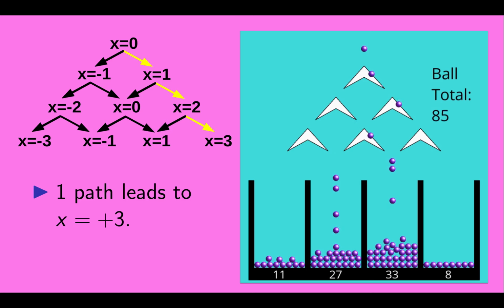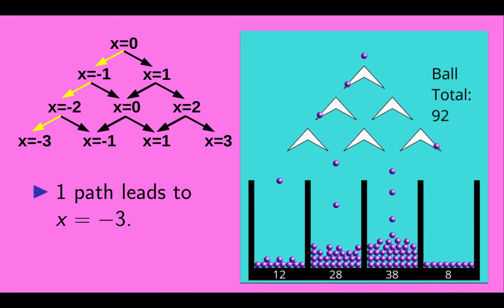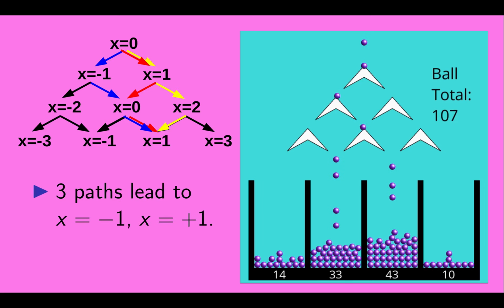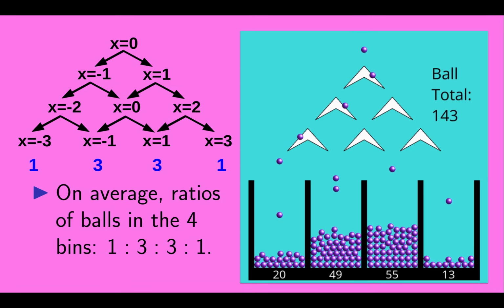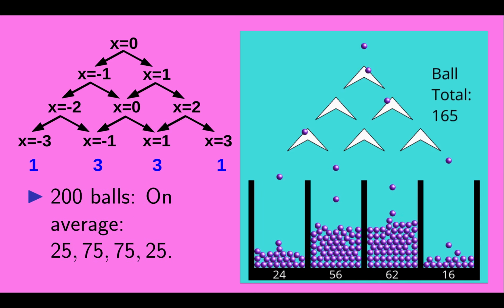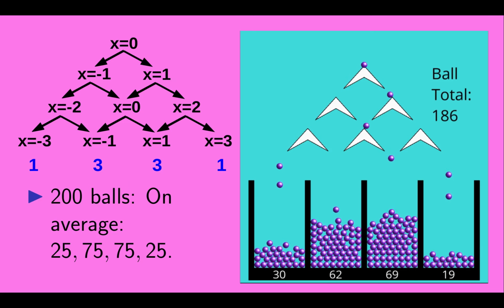One path leads to x equals +3. One leads to x equals -3. There are 3 paths that lead to x equals +1, shown here in yellow, red, and blue. There are also 3 that lead to x equals -1, which are the mirror images of the paths shown. So on average, the ratios of the number of balls that end up in each bin will be 1 to 3 to 3 to 1. For 200 balls, like we're dropping here, that corresponds to 25, 75, 75, and 25 on average.